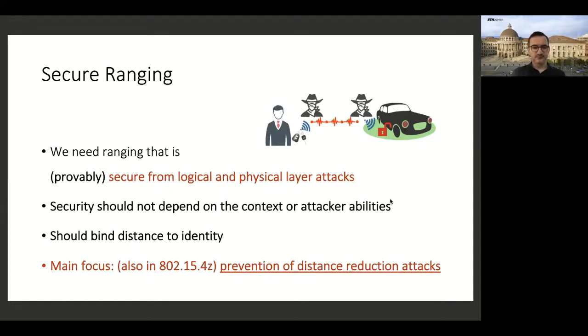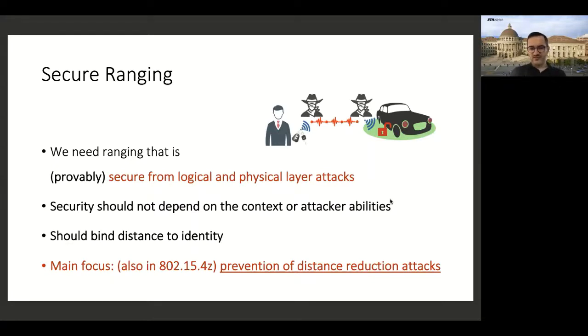And also importantly, it should cryptographically bind distance to identity, so that you know the entity with which you are ranging. That's another important characteristic that is clear from this scenario: we need a particular key fob and not just a key fob.